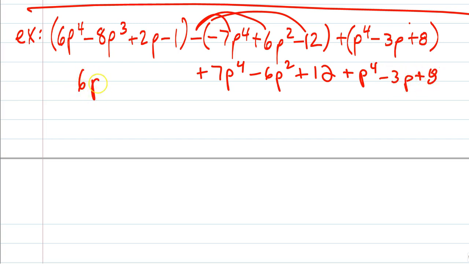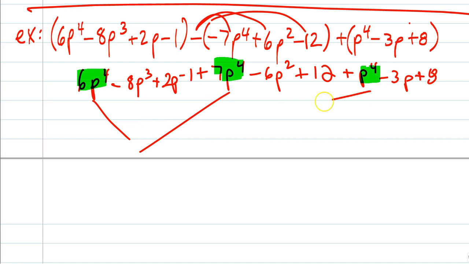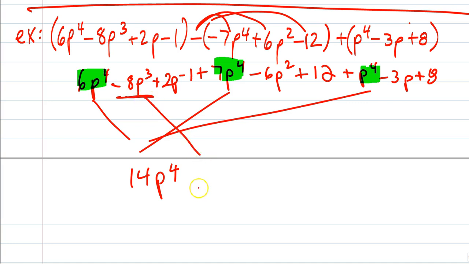Alright, so let's start with our highest degree. The highest degree I see is p to the 4th. So we're going to combine all the p to the 4ths. What do we get here? 6 plus 7 is 13. 13 plus 1, 14, p to the 4th. The next highest degree we see is p to the 3rd. There's only one of those, so it will not combine with any more. Bring it down. Minus 8, p to the 3rd.